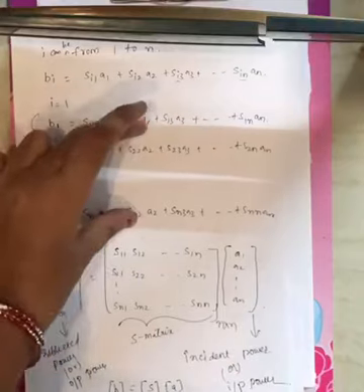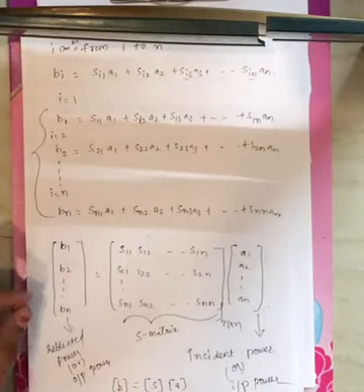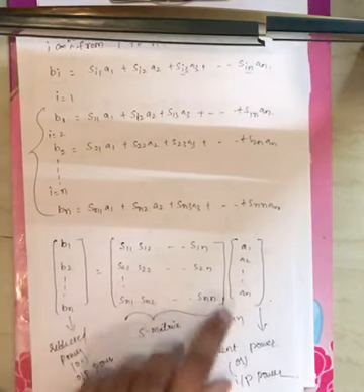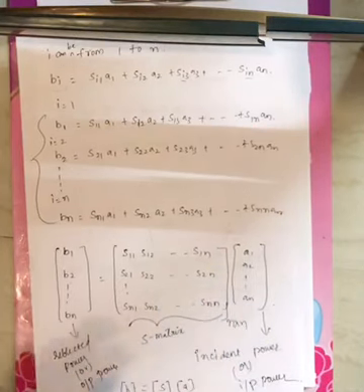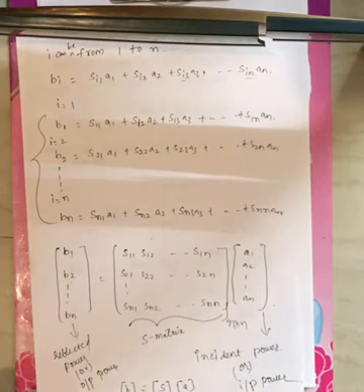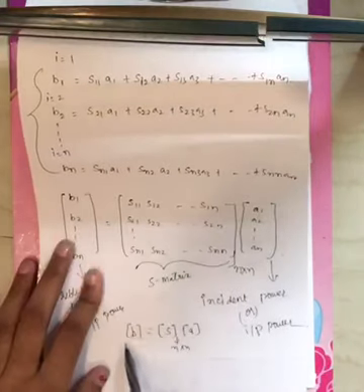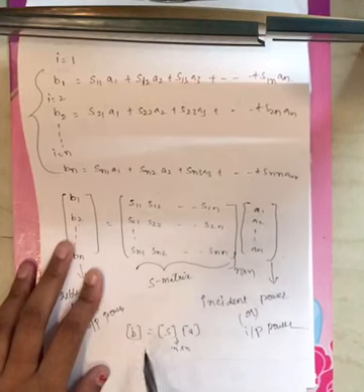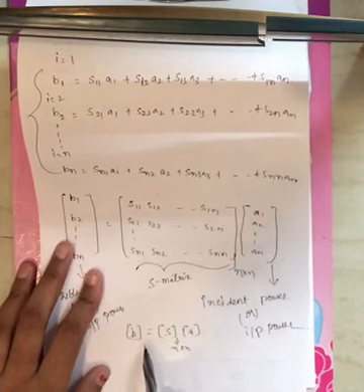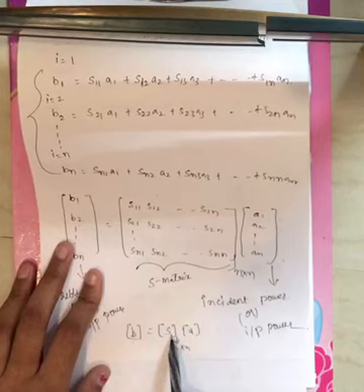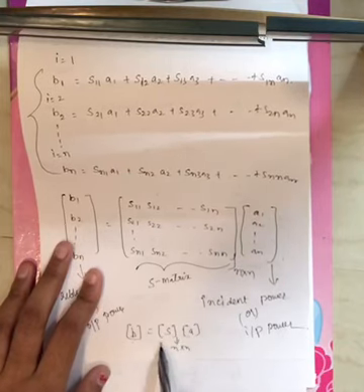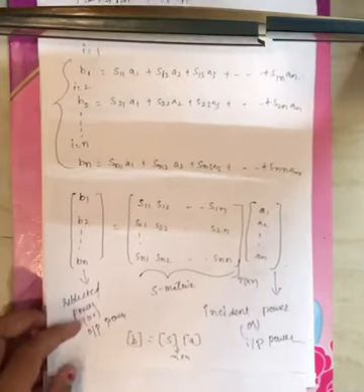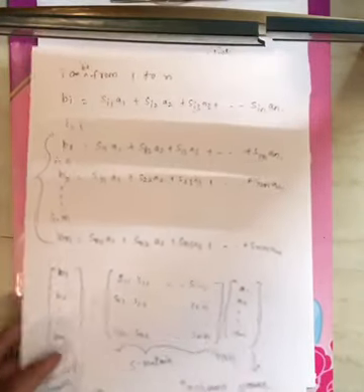Now these equations can be represented in matrix form, that is B1, B2, and so on up to Bn equals the scattering matrix of order n by n times A1, A2, and so on up to An. In short notation, we represent it as matrix B, nothing but reflected power or output power, equals the reflection coefficients or scattering parameters, the S matrix, times matrix A, that is nothing but incident power or input power.